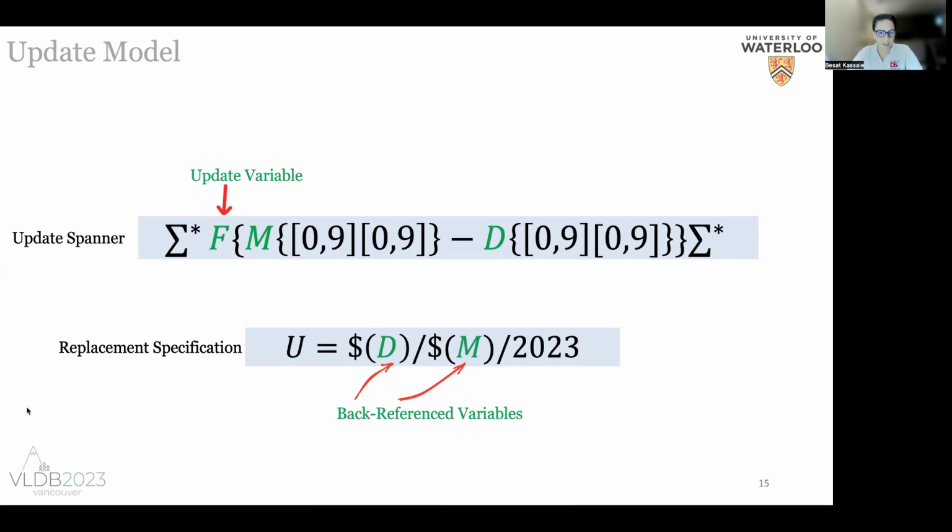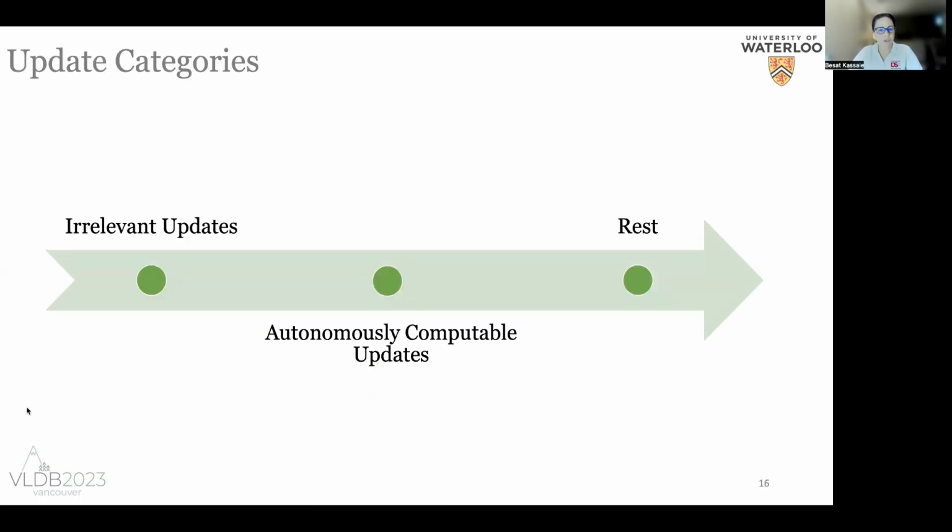The result of this update will be a matching substring in a document that shows a particular way of writing a date, then reordering month and day, separating them with a slash, and attaching 2023 to the end. We recognize three categories of updates: irrelevant, autonomously computable, and rest.